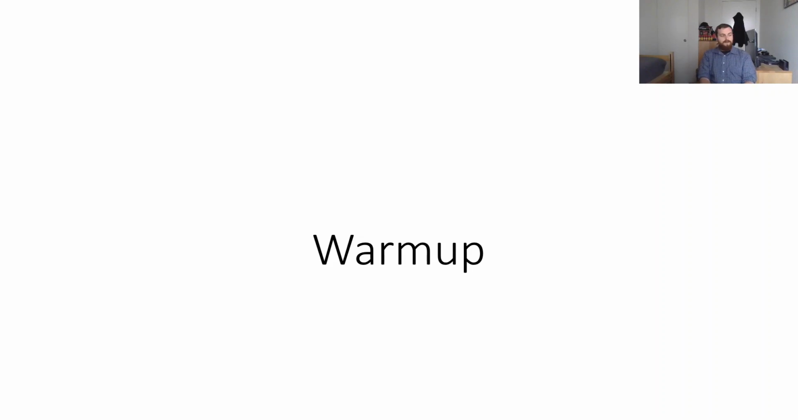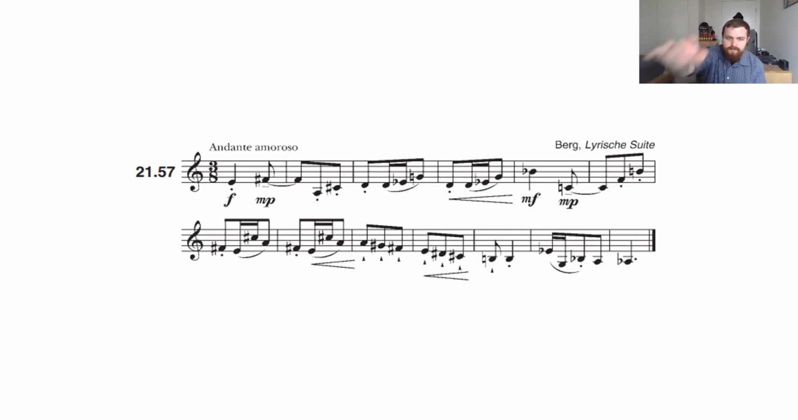Okay, so this first one is Alban Berg's Lyric Suite. This piece is great. This is a really cool one to check out. And this is also a great example because, as messy as it may look, there's actually a lot of repetition and internal structure going on here.